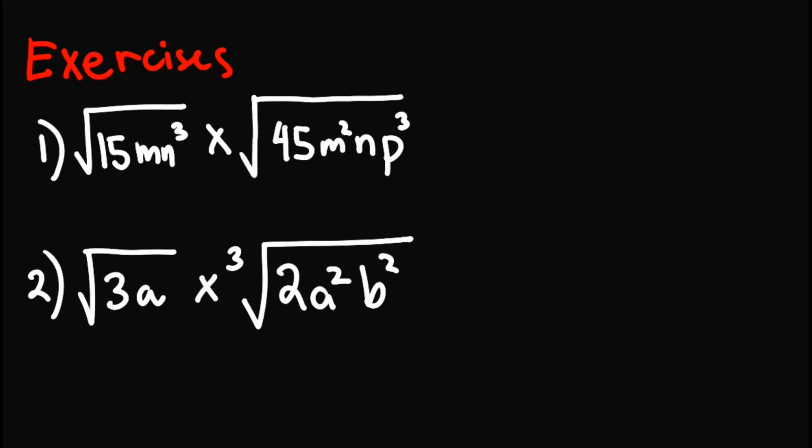But for the second example, since we have different indices, let's move this one out here. Your goal is to first make the indices the same and then apply the same method as in the first one. So these are the 2 exercises that you can work on to improve your skills in multiplying radicals.